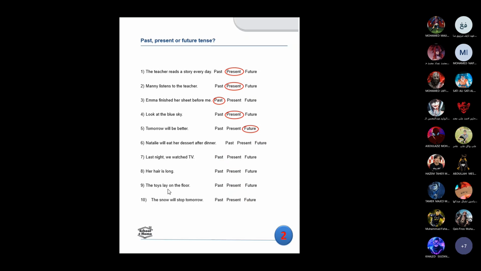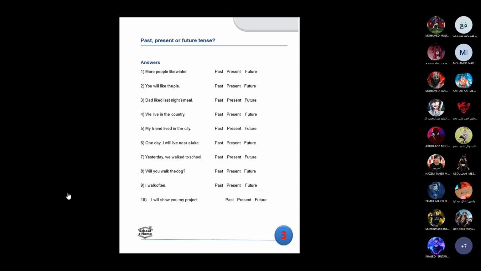So I'll send you this page, guys. We have one more extra sheet. This is number 3. Yes, Amin. Number 1.